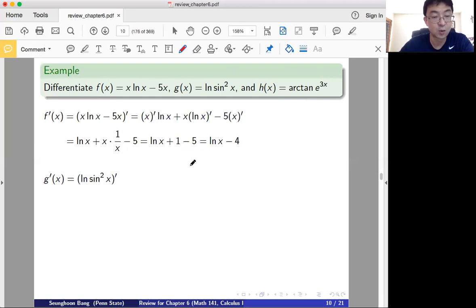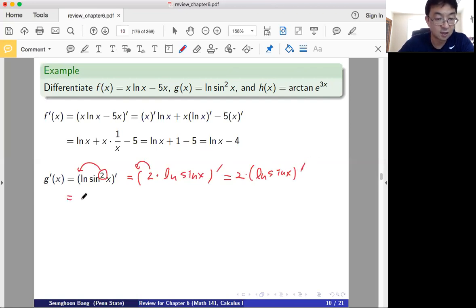Now the 2 is like down. You can change it. The 2 times ln of sine of x prime. You can take out 2. We have 2 times ln sine of x prime. So what's that? This is 2 times, you can use chain rule, sine of x prime over sine of x. So 2 times sine prime is cosine, over sine x. So do you know the identity of cosine over sine? What is cosine over sine? Do you know? Yes, cotangent.